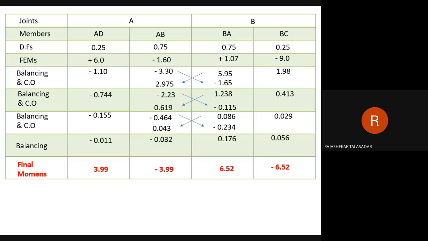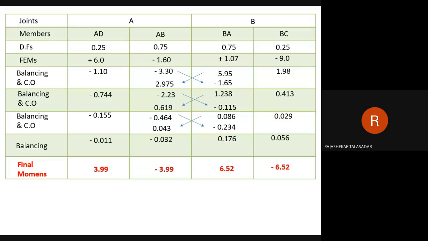See now, once you put arrows here, only those two will be carried over in the second step also. Here to here by 50%. Minus 2.23 divided by 2 is minus 1.115. Then this 1.238 divided by 2 comes here. That is 0.619. Whatever you get, you write 0.619.